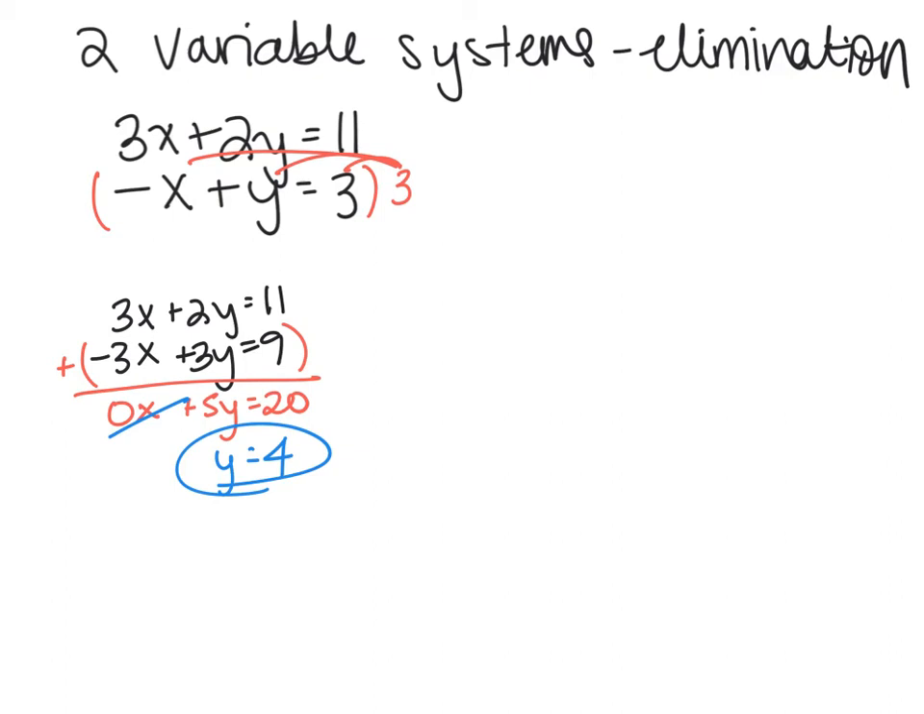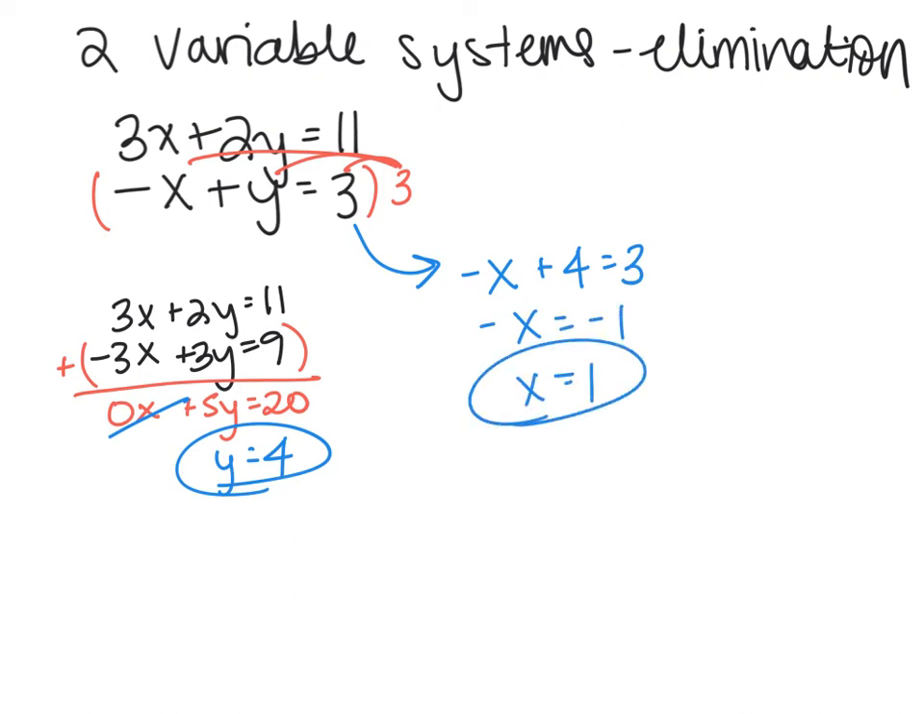Now to solve the other variable, go back, plug back in. Again, you can use either equation. This one's just easier because there's not any coefficients involved. Negative x plus 4 equals 3. Negative x equals negative 1. X equals 1. Same answer we got using substitution. And keep in mind, you can always check your answers with these just by plugging them into the equations, making sure you get true statements.